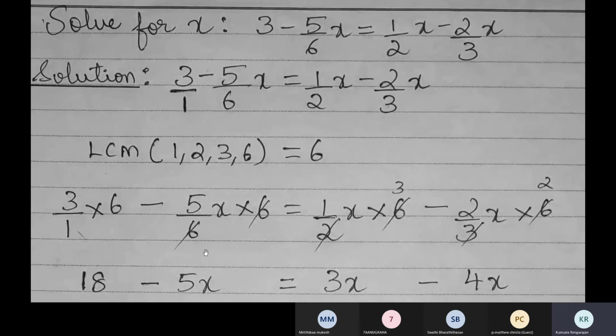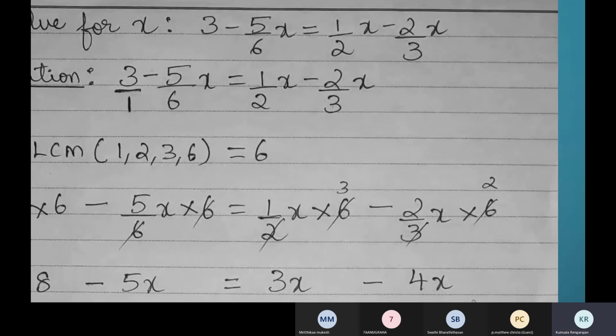So 3 6s are 18. 6 and 6, see, within the term, 6 and 6 get cancelled. So 5x is equal to, now see, within this term we are simplifying. 2 1s are 2, 2 3s are 6. 3 into x is 3x, minus, and here 3 1s are 3, denominator 3, and here the numerator 6. So 3 1s are 3, 2 2s are 4, 4x.